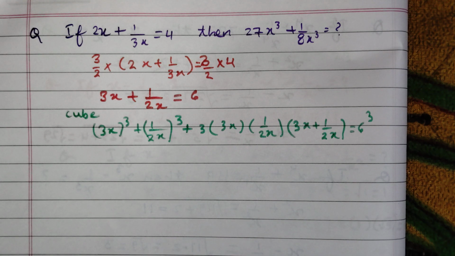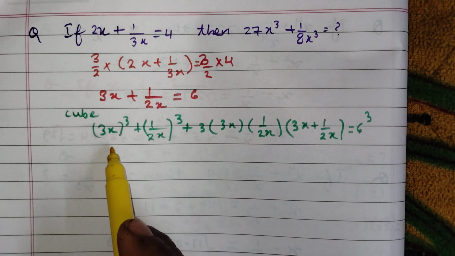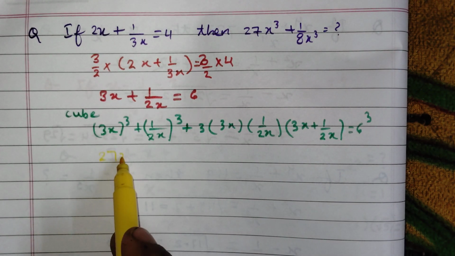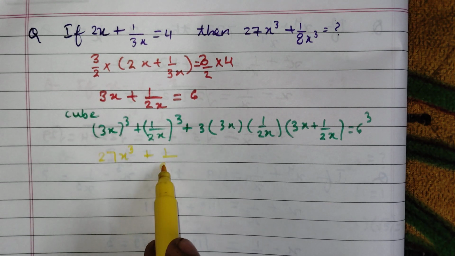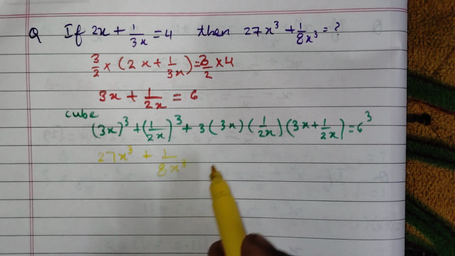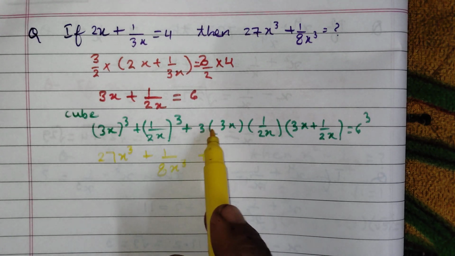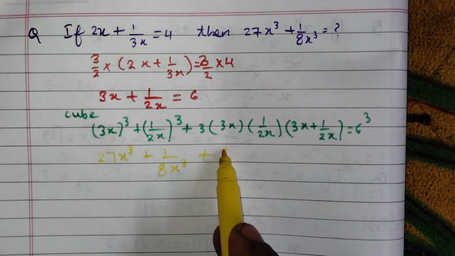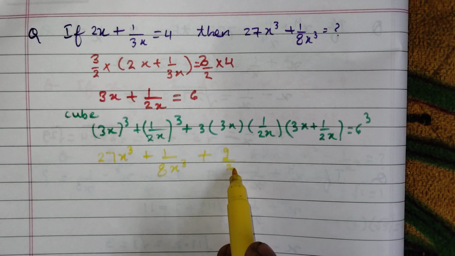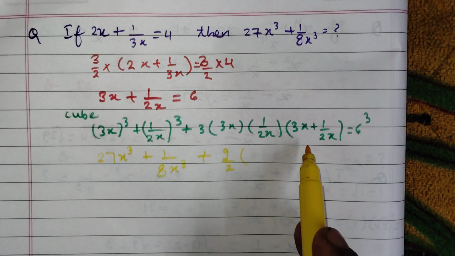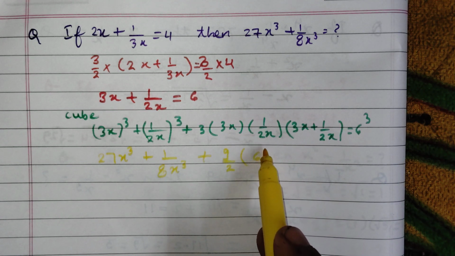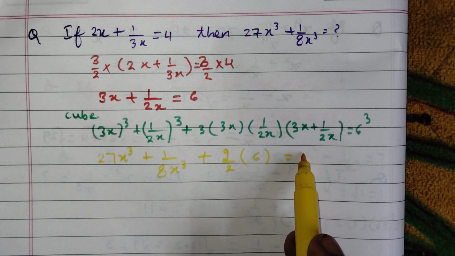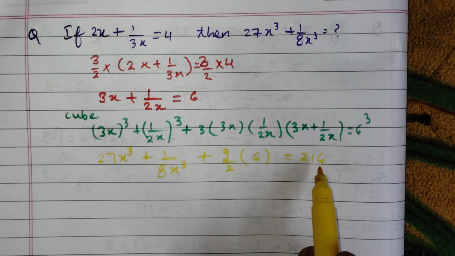Now further simplify. 3x cube is 27x cube. 1 upon 2x cube is 1 upon 8x cube, plus 3 times 3 is 9, 9 upon 2, x cancel out. Bracket, and the 3x plus 1 upon 2x value is 6. We replace with 6. Equal to 6 cube is 216.